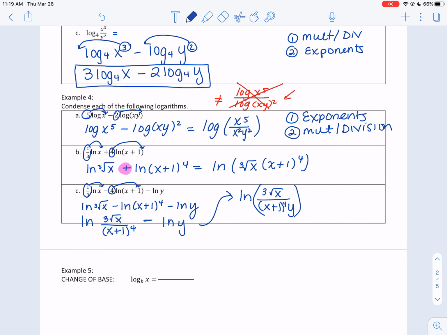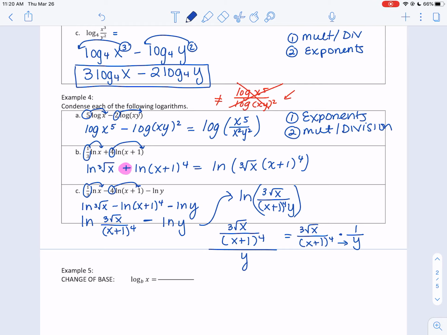Well, you can say to yourself, what if we have the cube root of x over x plus 1 to the fourth, and I divide that by y. Remember, when you're dividing by y, it's just like multiplying by the reciprocal. So you'd have the cube root of x over x plus 1 to the fourth, multiplied by 1 over y. Notice that the y is staying in your denominator. So as I write it as a single log, if it has that subtraction sign there, for the most part, it's going to wind up in your denominator.